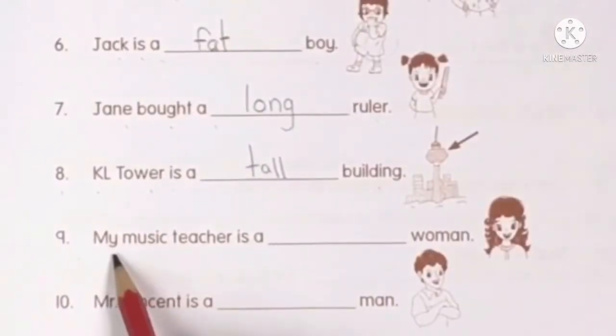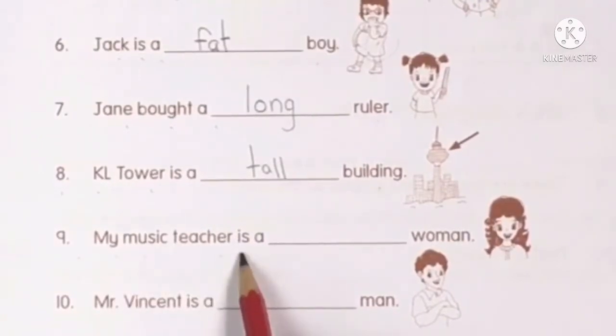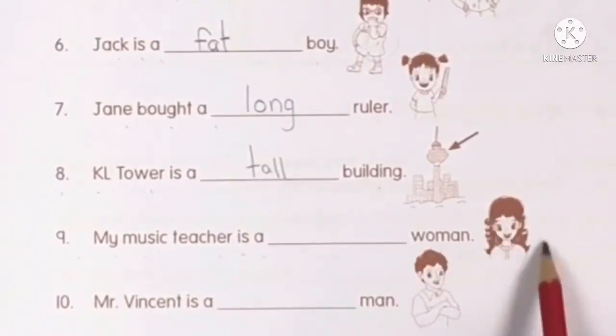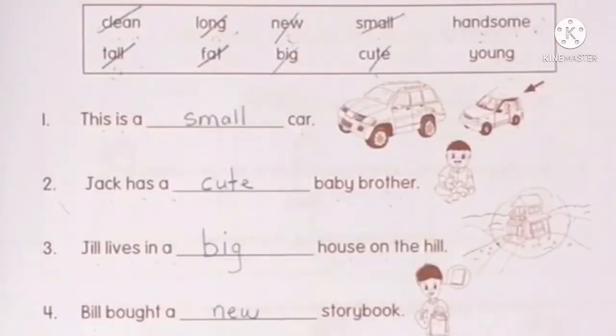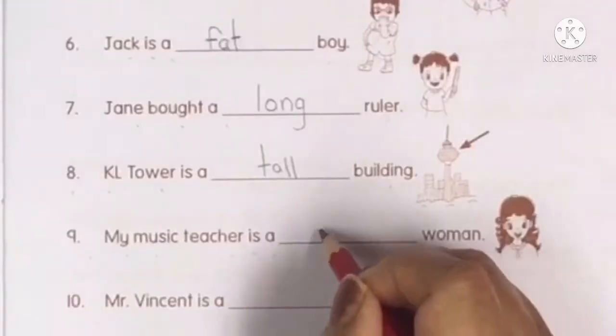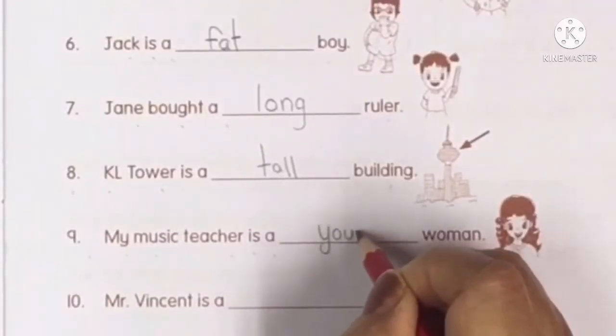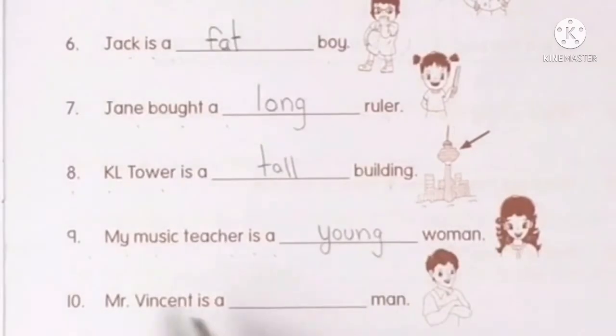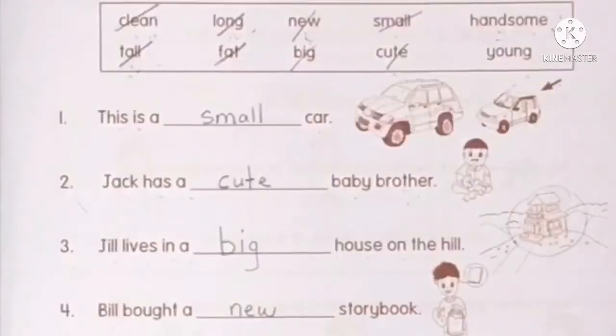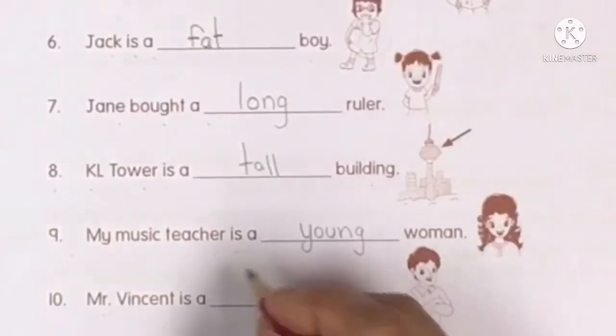Number 9. My music teacher is a what woman? Is she an old woman? So is she handsome or young? Young. And what about Mr. Vincent? Mr. Vincent is a what man? Handsome. Yes, he is a handsome man.